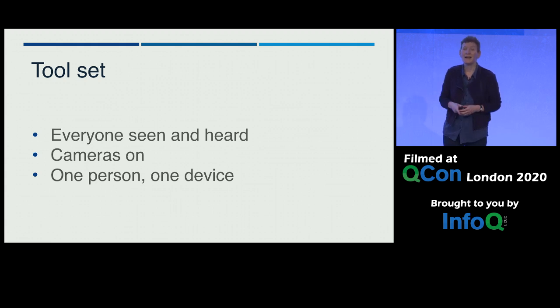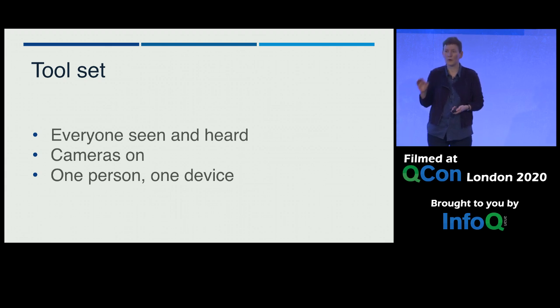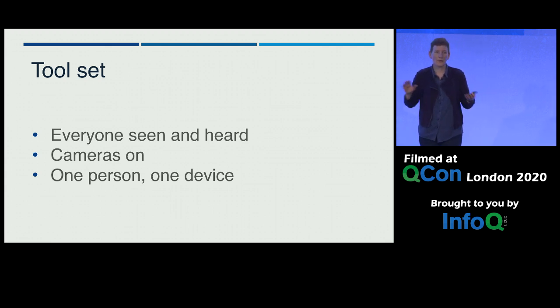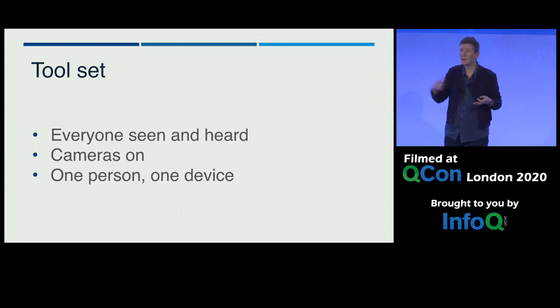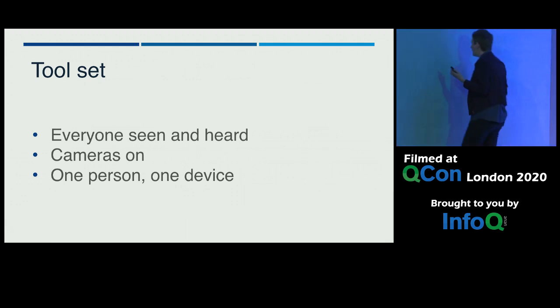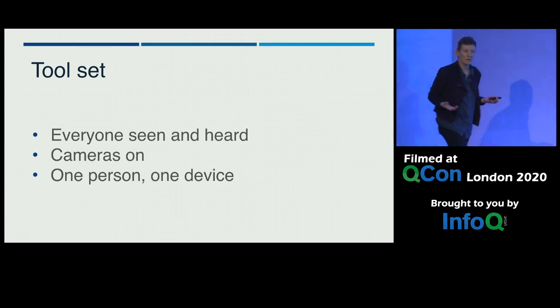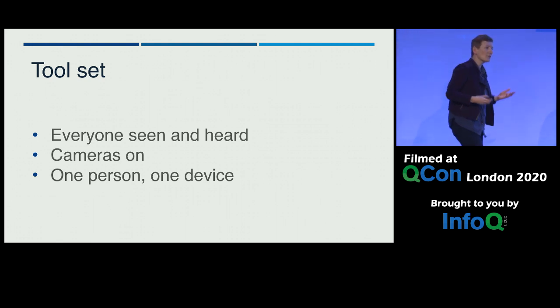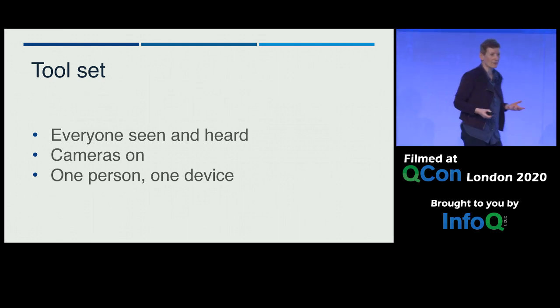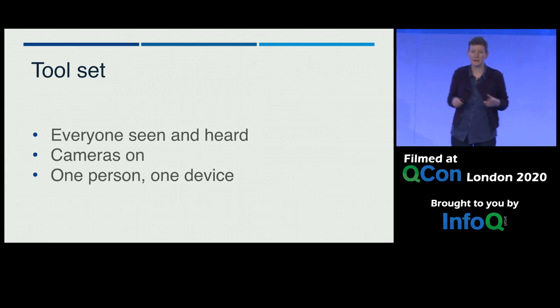Just turn them on. And one person, one device. If at all possible, don't set the thing up for failure by having a bunch of people in a room together and one person stuck over on the side, unable to hear, unable to see, and still trying to get their opinion heard. It's not going to work. That is not the way to make a constructive conversation happen. Everybody seen and heard is the trick.